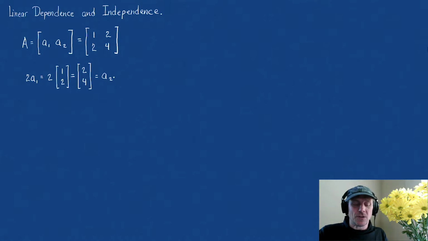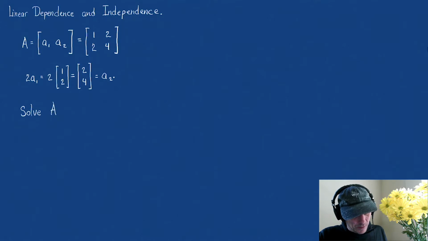Now here's what I'd like to try. Let's solve A times x equals 0. Now, we could do this with row reductions, but I think you miss the point that way. So let's write it this way. Remember what this means. This means that you have the matrix A that has columns A1 and A2, and it means you have scalars x1 and x2.